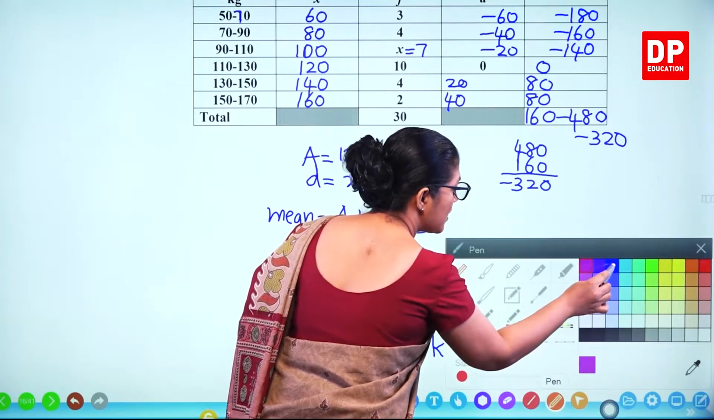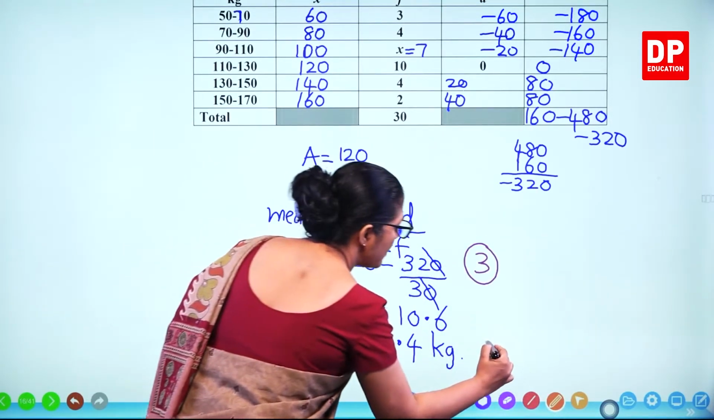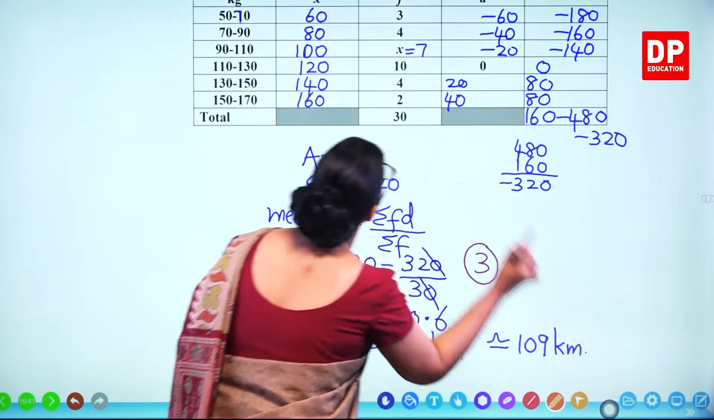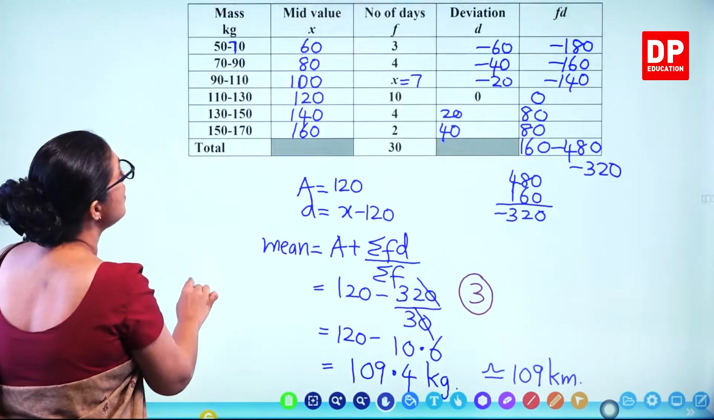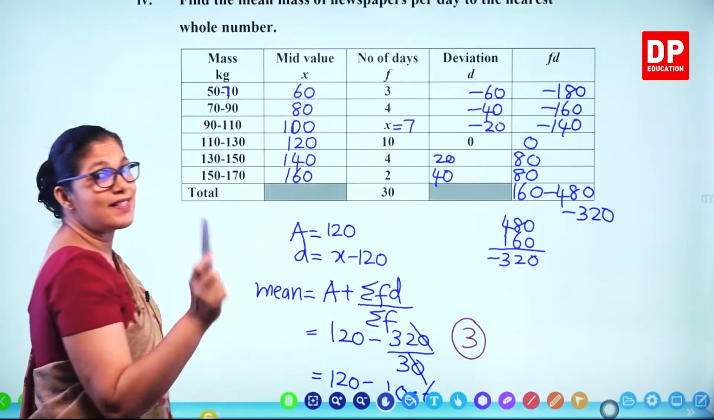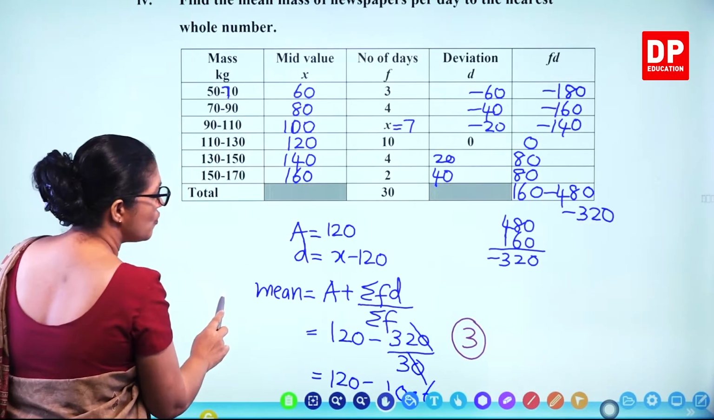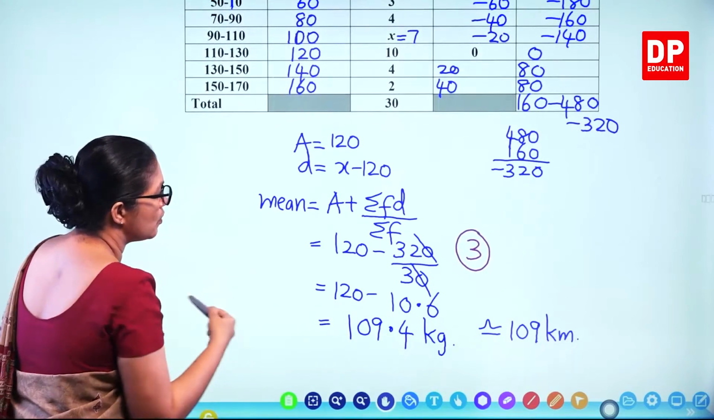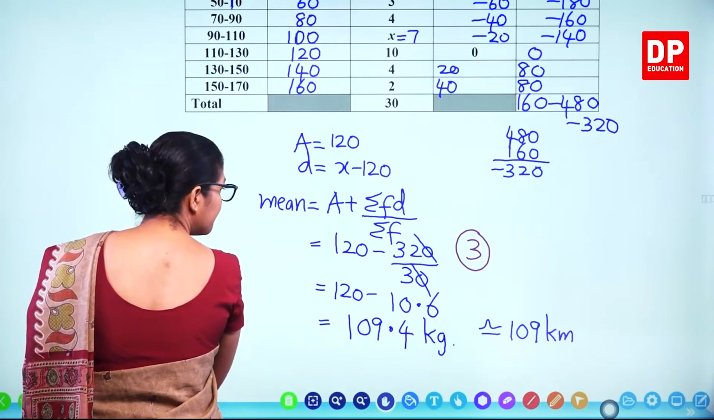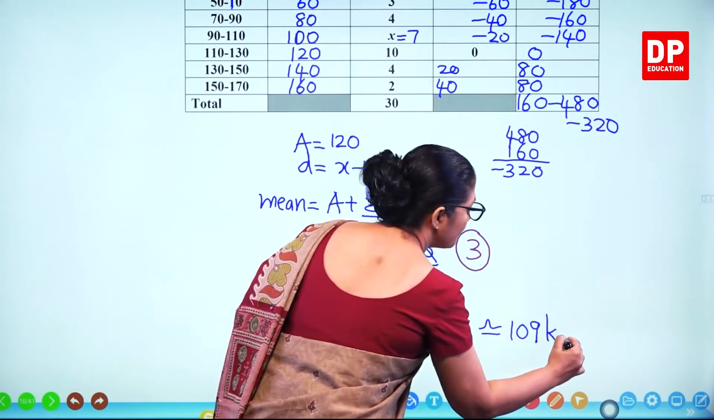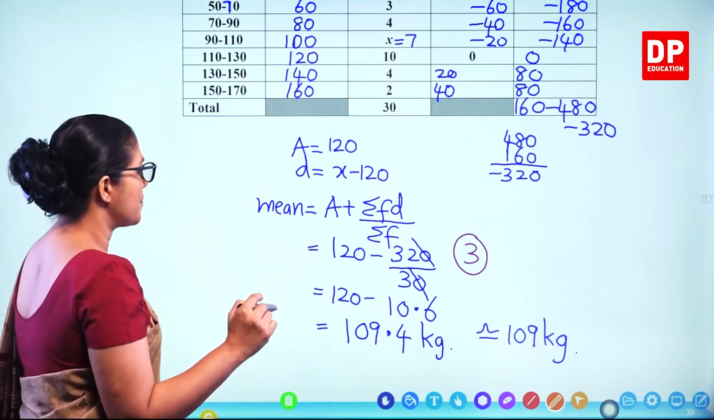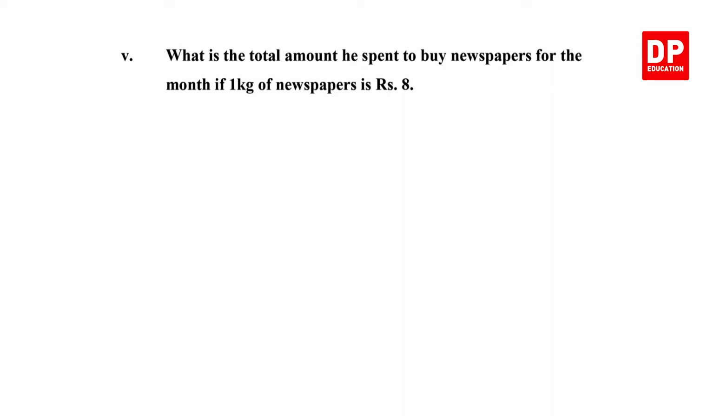So we'll round it to 109. Is it in the question? Mass of newspaper to the nearest whole number. It says you have to round it, otherwise you are not getting the full marks. So 109 kilograms. 109 kilograms. So let's do the last part.